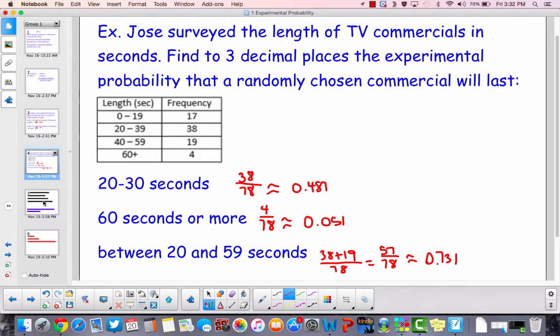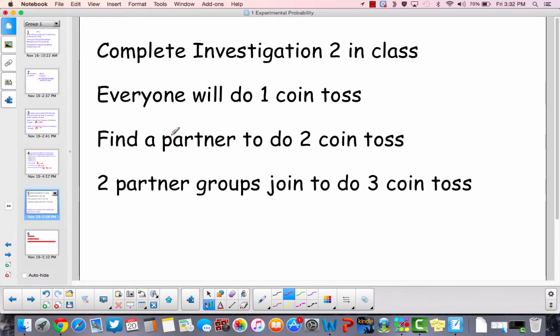So let's take a look at this investigation. Okay? Everyone will do one coin toss. So Coach Gaines is going to hand out a coin to everybody, and you're going to toss it, and record your observations for 40 coin tosses. Now, what would you expect to happen when you toss a coin? You have a 50-50 chance. So you would expect to have about 50% heads and 50% tails. What you're doing is called experimental probability. You're actually conducting the experiment, and you're saying this is what happened.